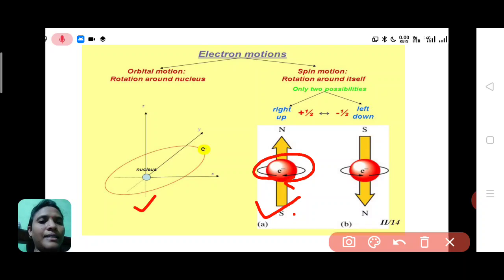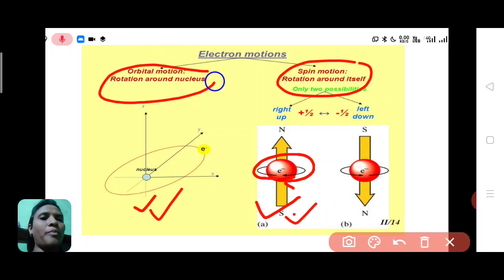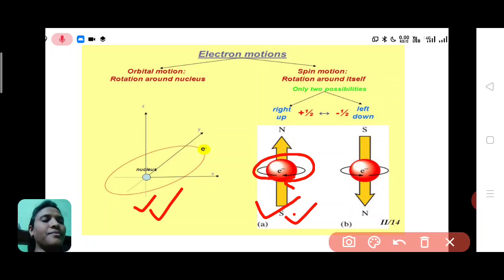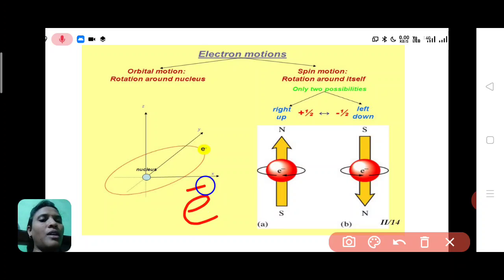So this is the orbital motion, and this is spin motion. Orbital motion is rotation around the nucleus, and spin motion is rotation around itself. So electron motions are of two types, orbital motion and spin motion. Now you have understood what spin motion and orbital motion are. One electron shows both types of motion.